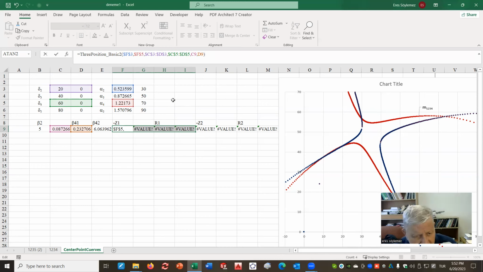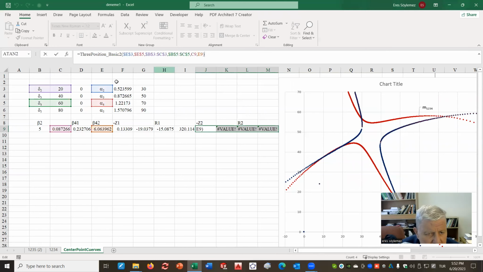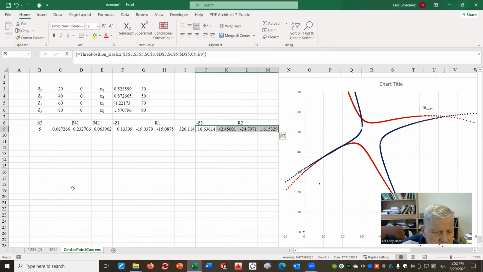Control Shift. Notice it uses beta 1, beta 2, and beta 4.1. Control Shift, Enter. Now I will do the same over here. Move alpha 2, alpha 2. Notice it uses beta 2 and beta 4.2. Control Shift, Enter. That's it.